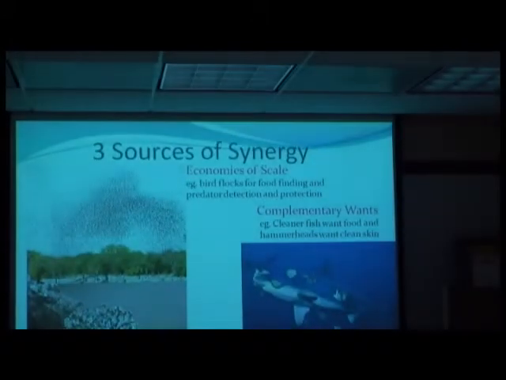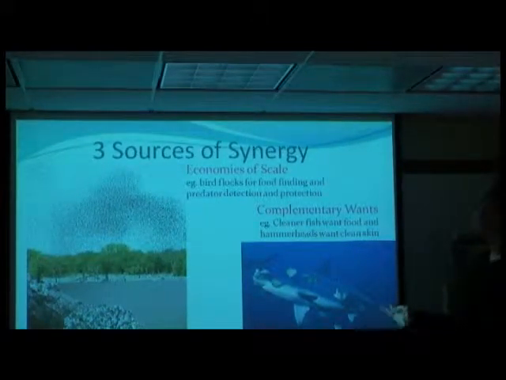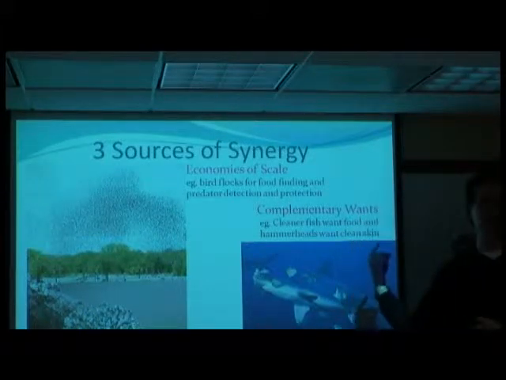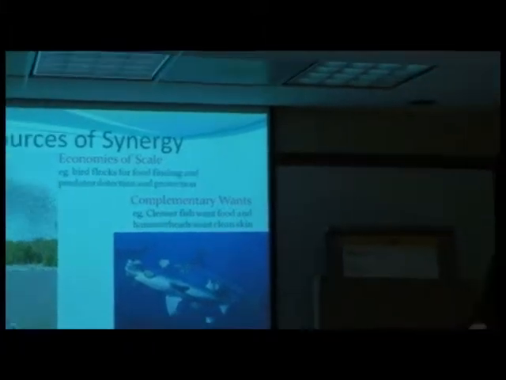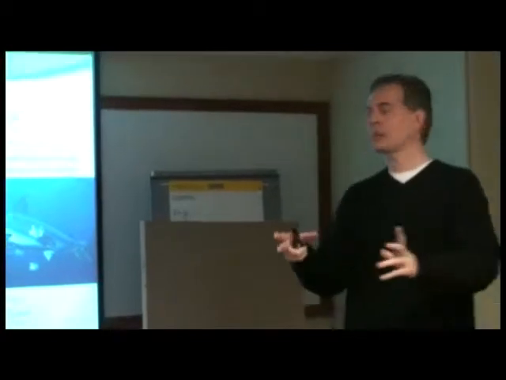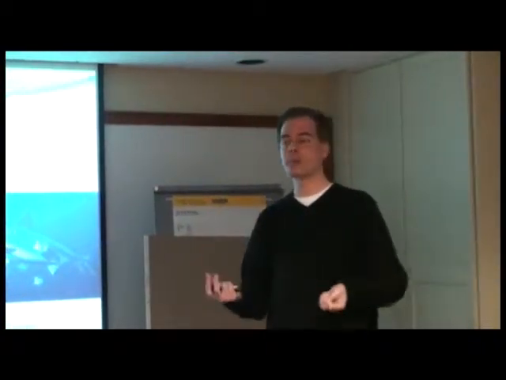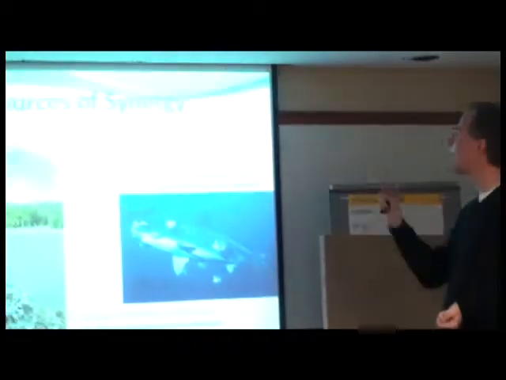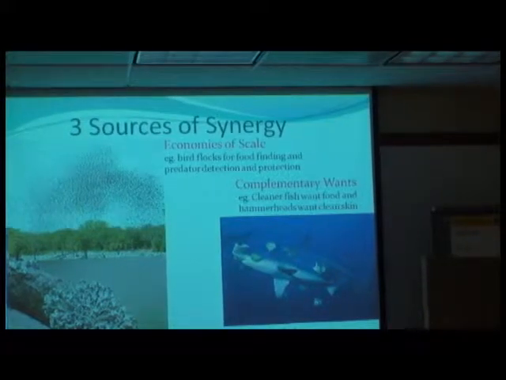What are the origins of synergies from a physical point of view? Probably the most important one is economies of scale. There are a whole bunch of situations where, like, imagine a bird flock. Birds flock for a number of reasons, but one is they can find food better because you've got more eyes looking for food, and if any one of them finds it, then the whole flock moves there. And they're also better at seeing predators and better at attacking and avoiding predators. And so many of the sources of synergy in biology stem from this kind.